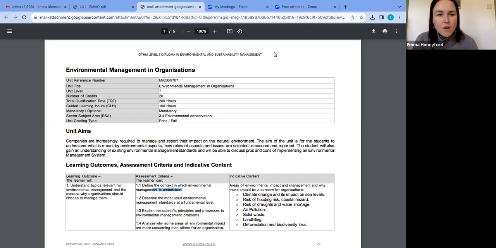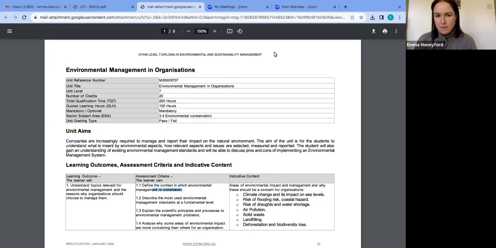Okay, there we go. So I'm Emma Honeyford for the recording, and this is the OTHM Level 7 Diploma in Environmental and Sustainability Management. Today we're going to cover environmental management in organisations, which is Unit 7.